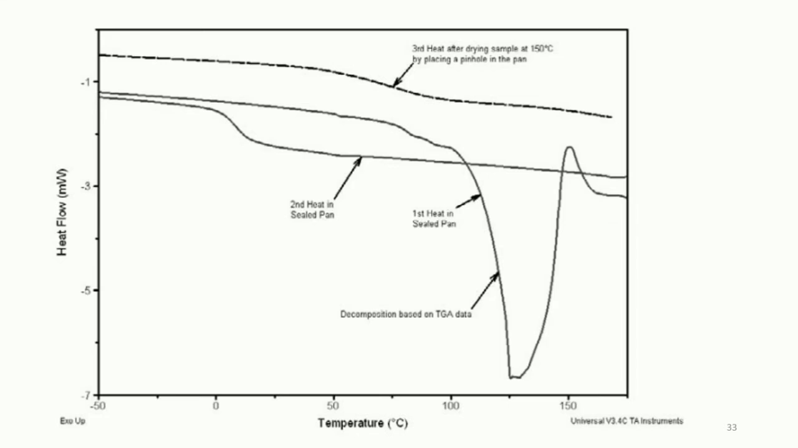This run shows only a glass transition just above 0 degrees Celsius. This is actually for the second heat in a sealed pan. If the drug was crystallized to begin with, there is no glass transition, but it has converted to amorphous form as a result of the decomposition that occurred starting at 100 degrees Celsius on first heat.